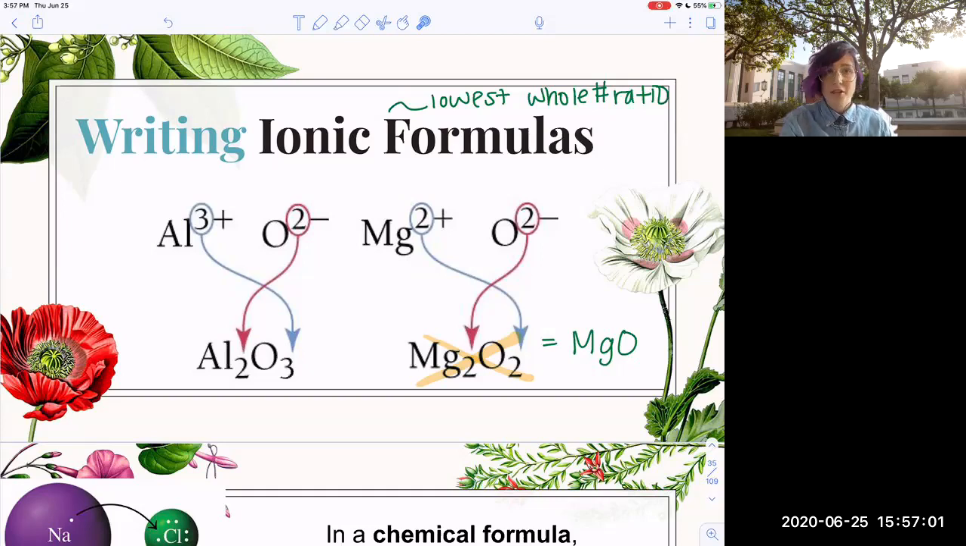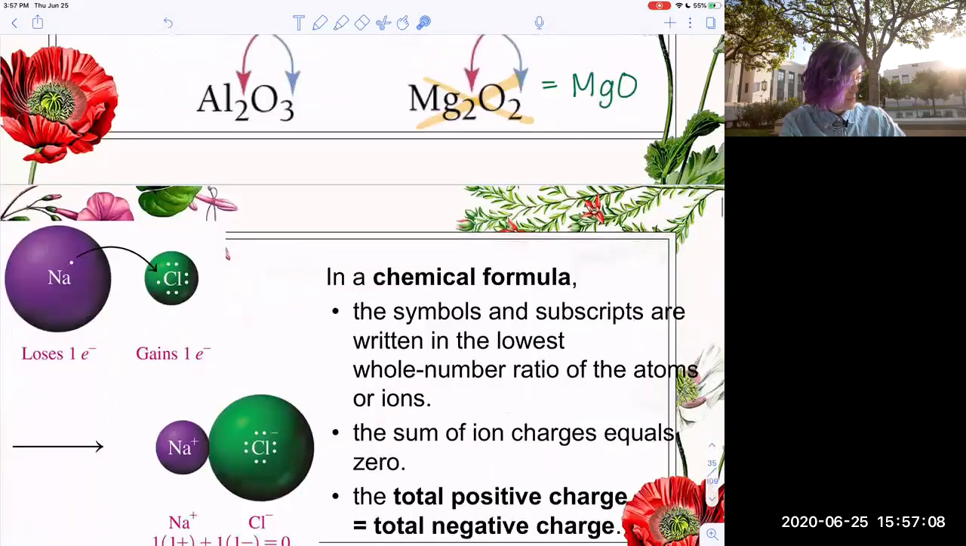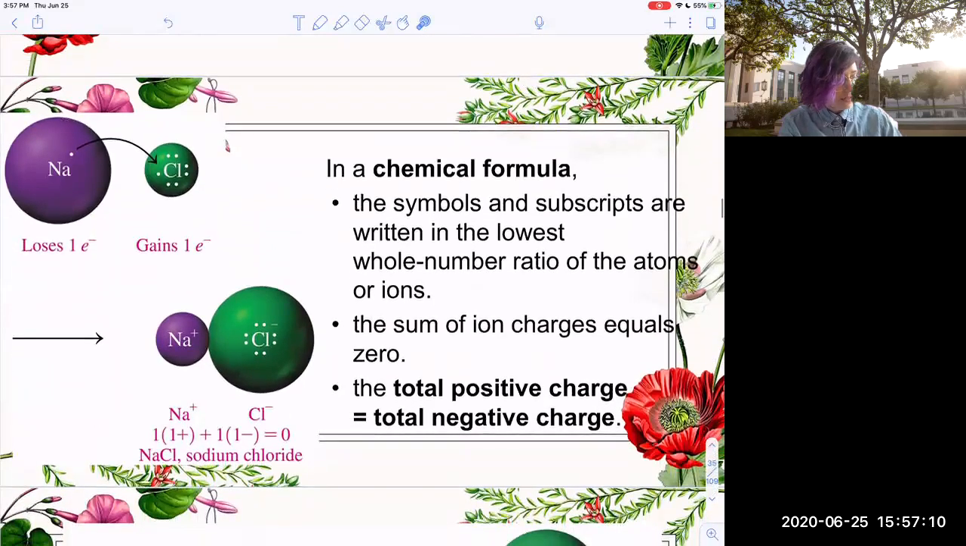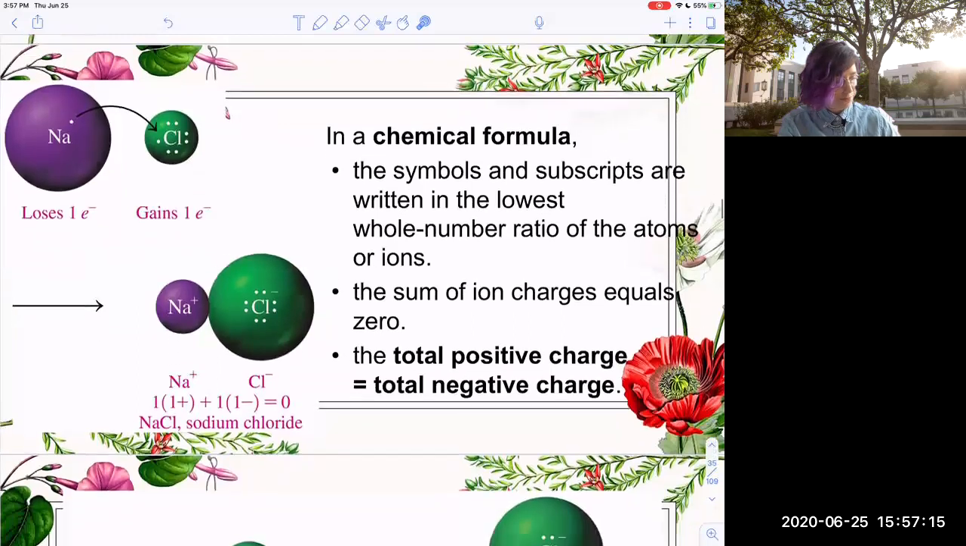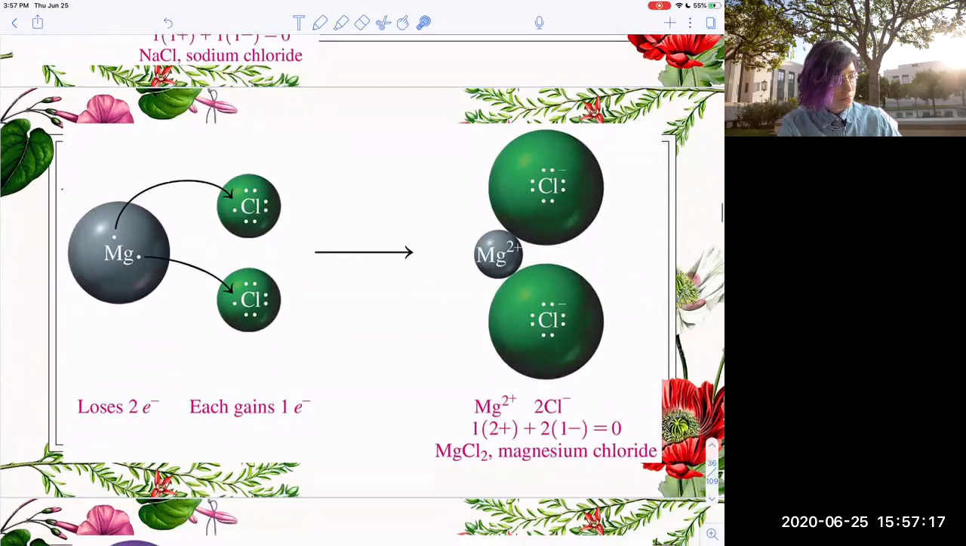I'm going to show you the mathematical way of doing this, which is very similar to what we talked about with the type 2 writing of the names of these compounds. But ideally, you need to have your total positive and total negative charge be equal to each other. And what's happening in here is that it takes 2 chlorines essentially to satisfy 1 magnesium, because magnesium's goal is to get rid of these 2 electrons, and chlorine's goal is to take 1.